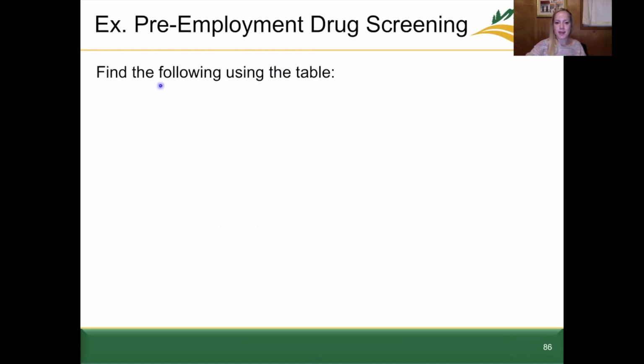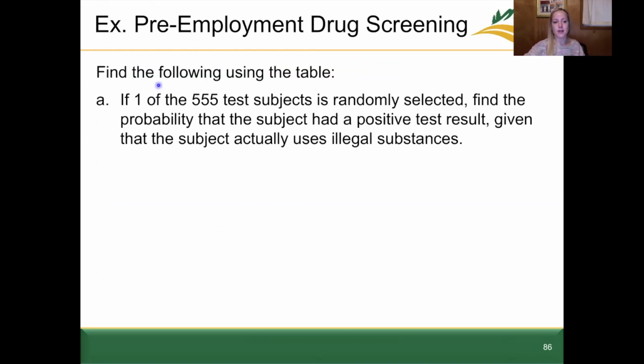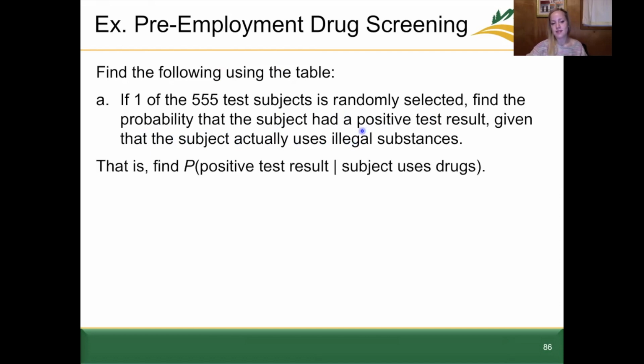We're going to use a table of data to do the following. If one of the 555 test subjects is randomly selected, find the probability that the subject had a positive test result given that the subject actually uses illegal substances or drugs. Let's word this as far as probability and as far as events.